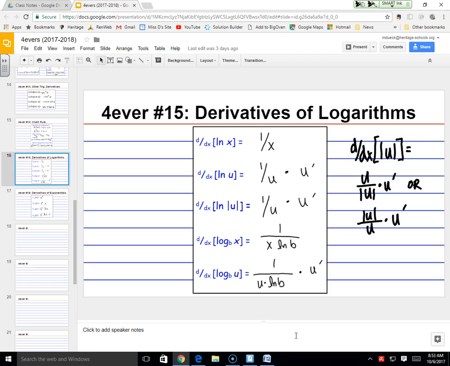So it's either U over absolute value of U times U prime, or absolute value of U over U times U prime. Both of them work. Both of them are valid.